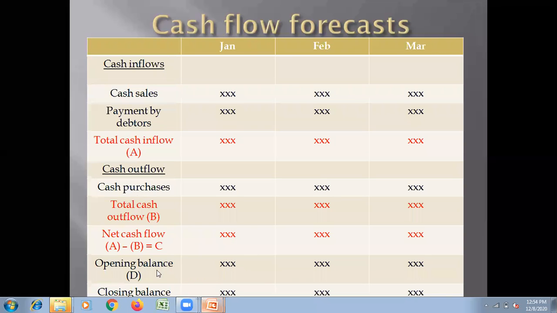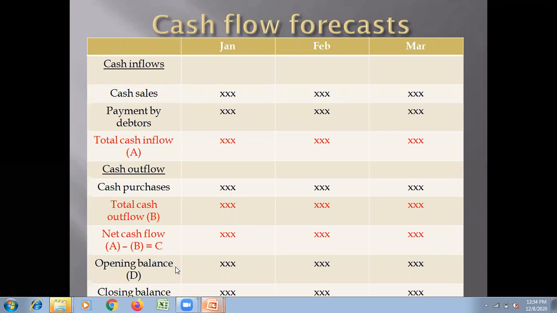Then you see the opening balance. Now, what is opening balance? Opening balance is always given. If there is a question in the paper, they will give you the opening balance. Opening balance means that in the previous month, let's say it's January, in December there was some cash which was available with the business. So that was the closing cash at the end of the month of December, and that becomes the opening balance of January, that this much cash is already with the business.